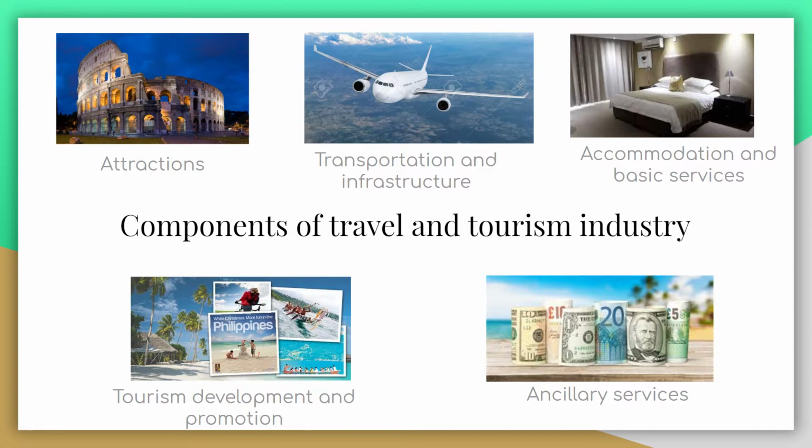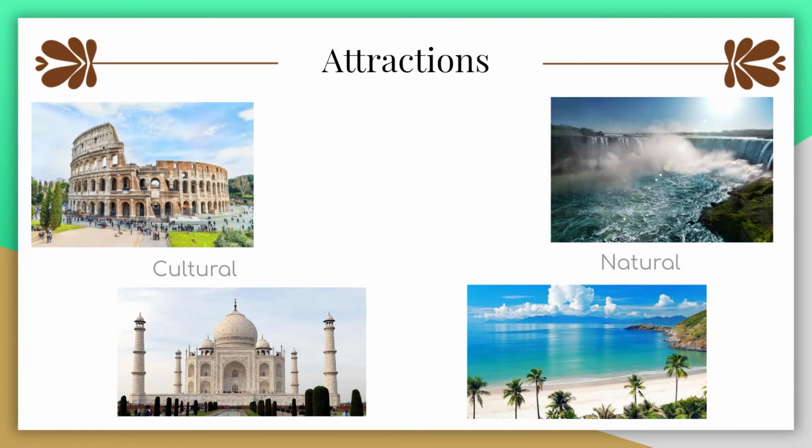But to simplify this, we can classify its main components in attractions, transportation and infrastructure, accommodation and basic services, tourist development and promotion, and finally, the ancillary services. Attractions are the main traveling motivators on personal tourism. These are the reasons why people make their trips.